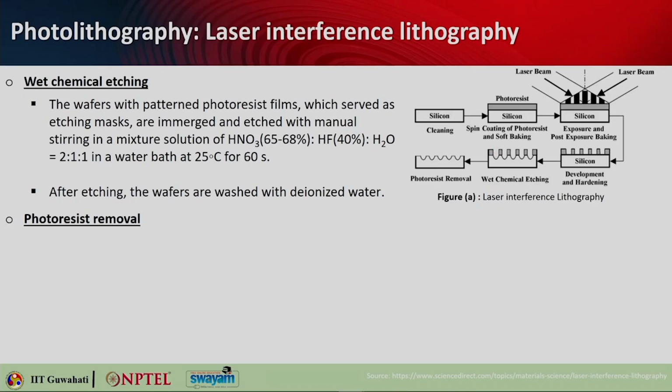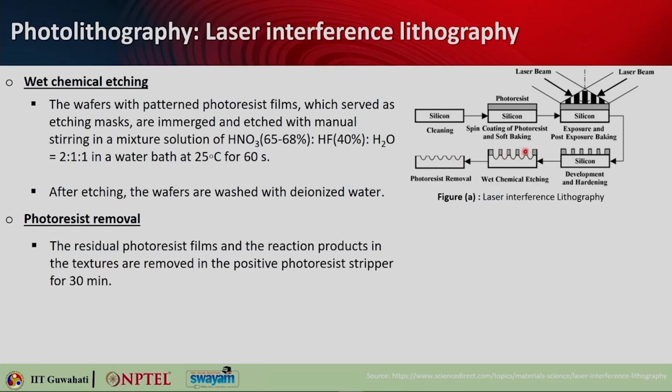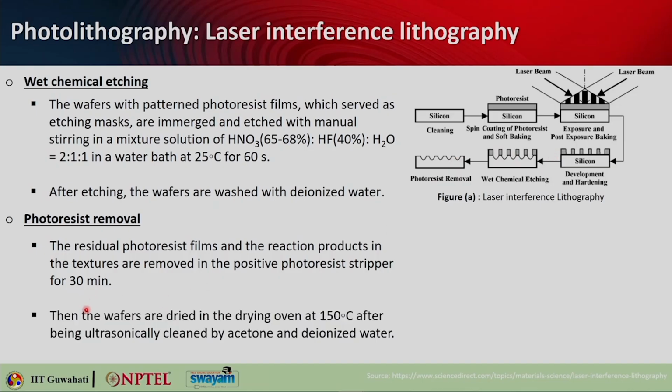And finally, you have to get rid of this photoresist. The residual photoresist films that you have seen in the wet etching phase need to be removed, and that can be done in this particular stage. The reaction products in the textures are removed in positive photoresist stripper. This is another solvent that can dissolve the photoresist that you have used, and typically it takes around 30 minutes.